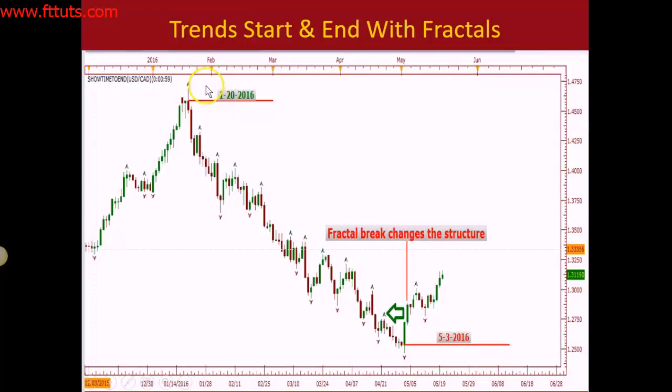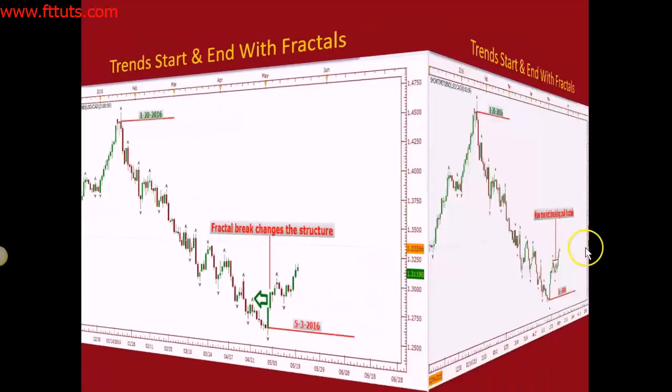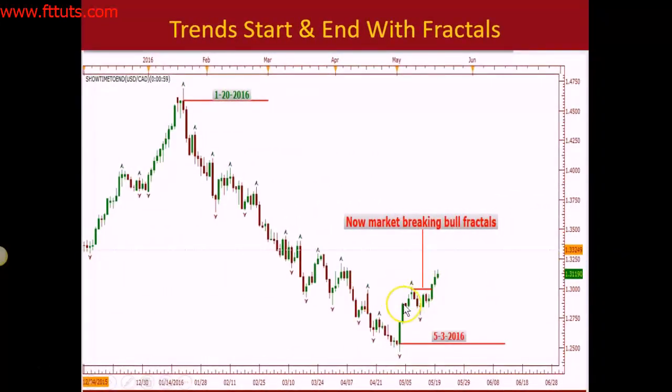Again, your trend starts and ends with a fractal. Your first fractal break changed the structure right here. First bull fractal break changed the structure of this bear market. And when it changed that structure, the market started going to the upside. You could see we violated, and now we violated another bull fractal. So first we violated this bull fractal, made another bull fractal, and we violated it. Definite sign that the market's going to the upside now.